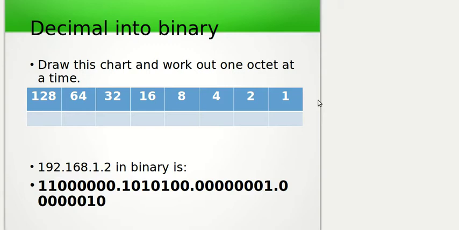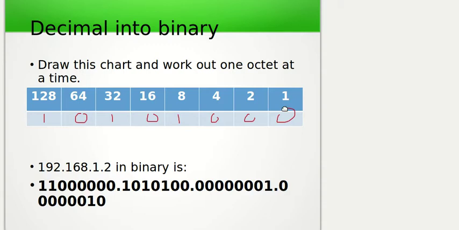As an example, 192 in binary is 1 1 0 0 0 0 0 0. As another example, 168 in binary is 128 plus 32, so 128 plus 32 equals 160. 1 0 1 0 1 0 0 0.